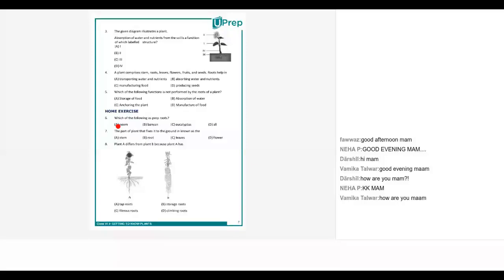Right. Question number 6. Which of the following has prop roots? A. Neem. B. Banyan. C. Eucalyptus. D. All. Ma'am, it's B. Banyan. Very good. Do you remember in our last class we studied about the banyan tree in Calcutta, which is 200 years old? Yes, ma'am. We also learned about mangrove. Mangroves. Correct. Very good. Okay. Riddhima. Thank you, Neha. Riddhima, can you unmute yourself?